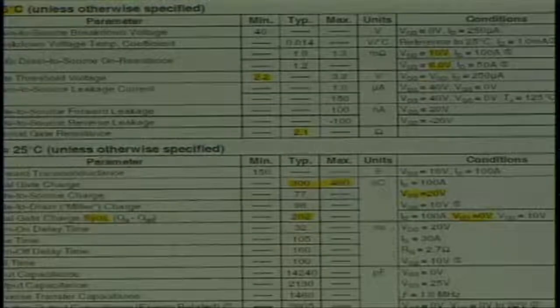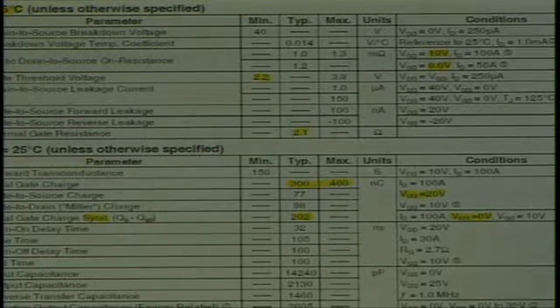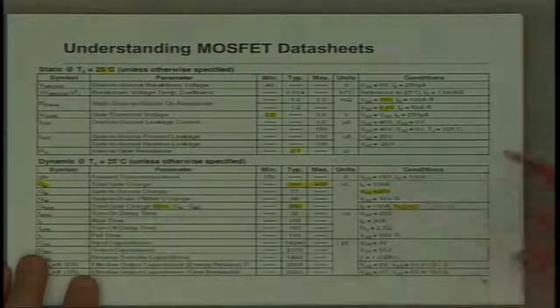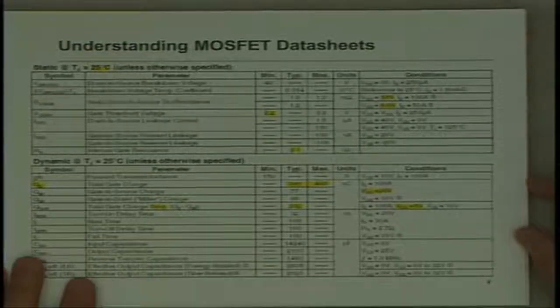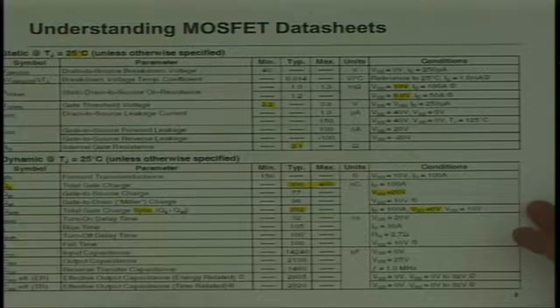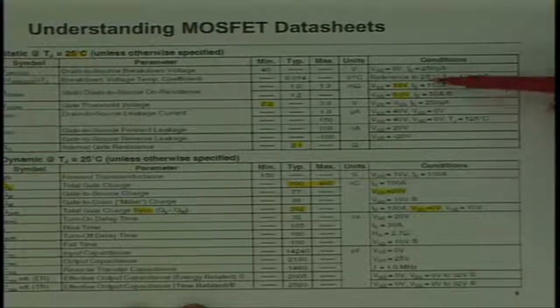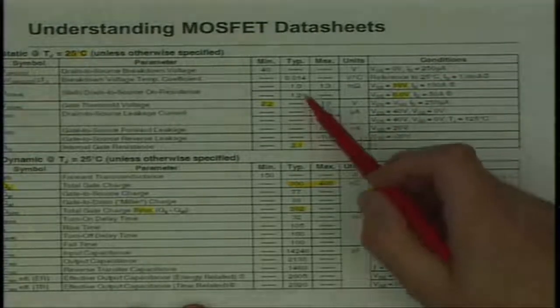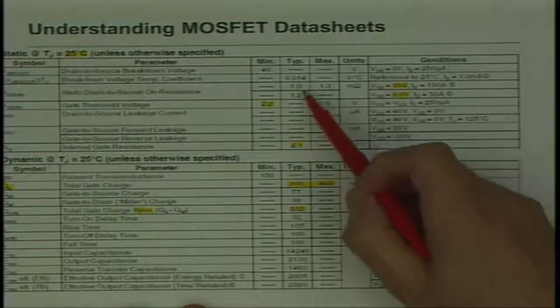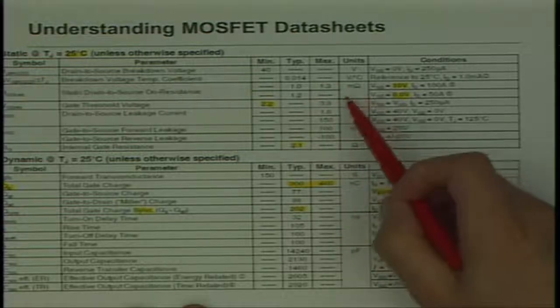So you move on to the next page. Notice that everything is at 25 degrees C. That's not very realistic because most times power electronics are operating at higher temperatures if they're dissipating any power. So these are sort of the baseline numbers, and then the graphs later on in the data sheet show you how it varies with temperature. One of them is the RDS on at 10 volts: typical 1, max 1.3 milliohms.